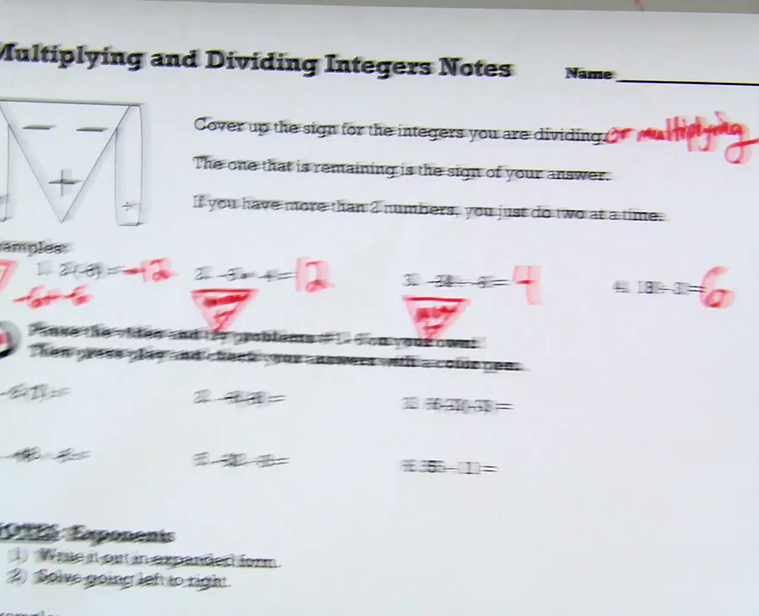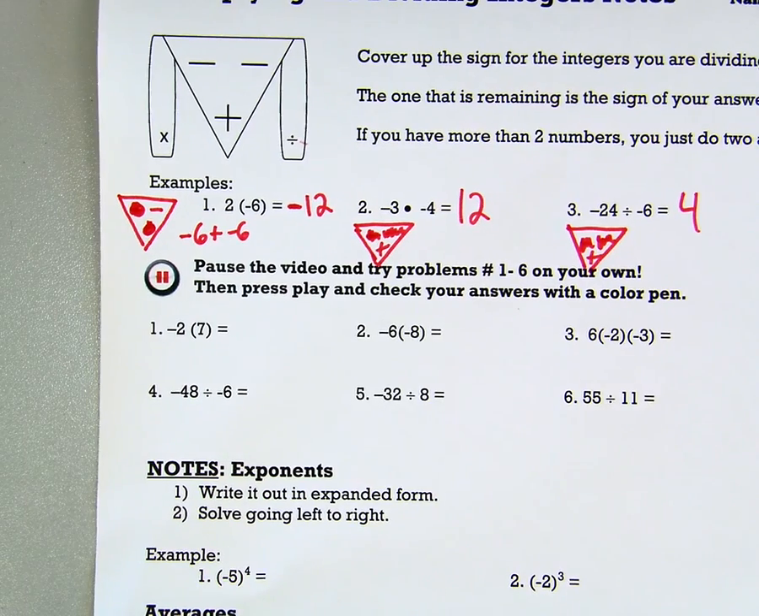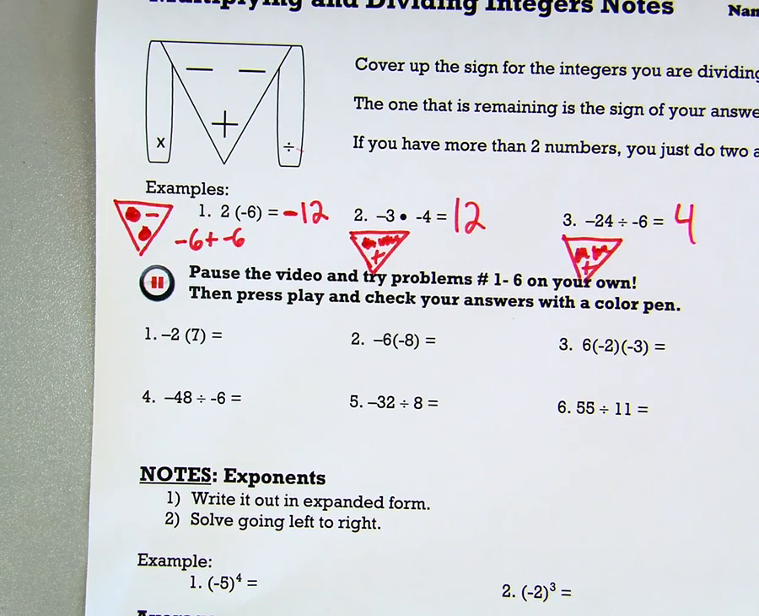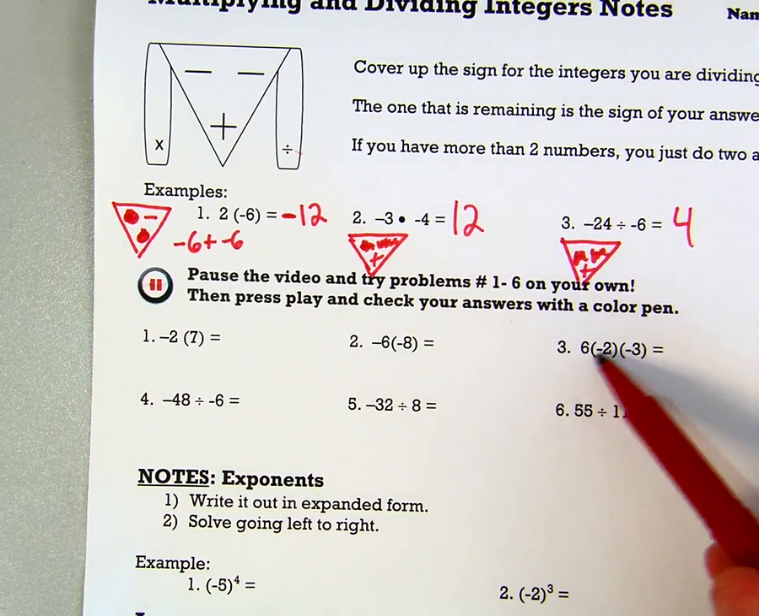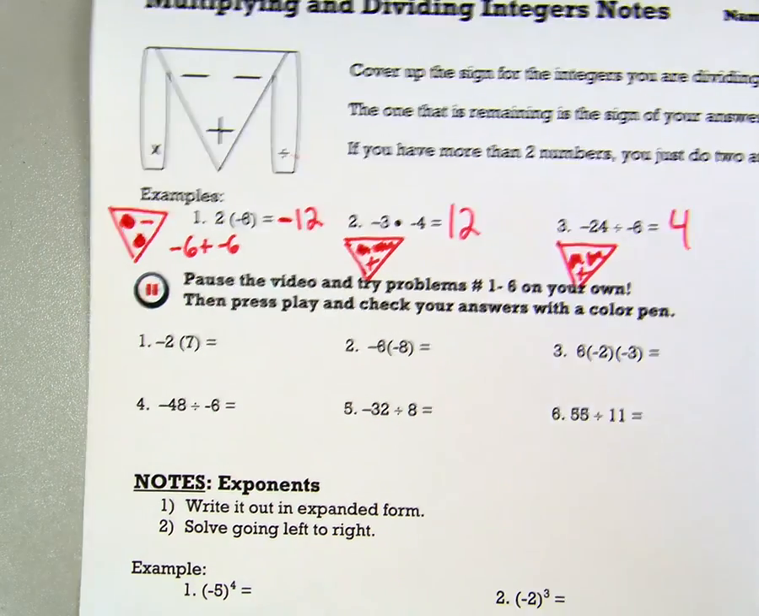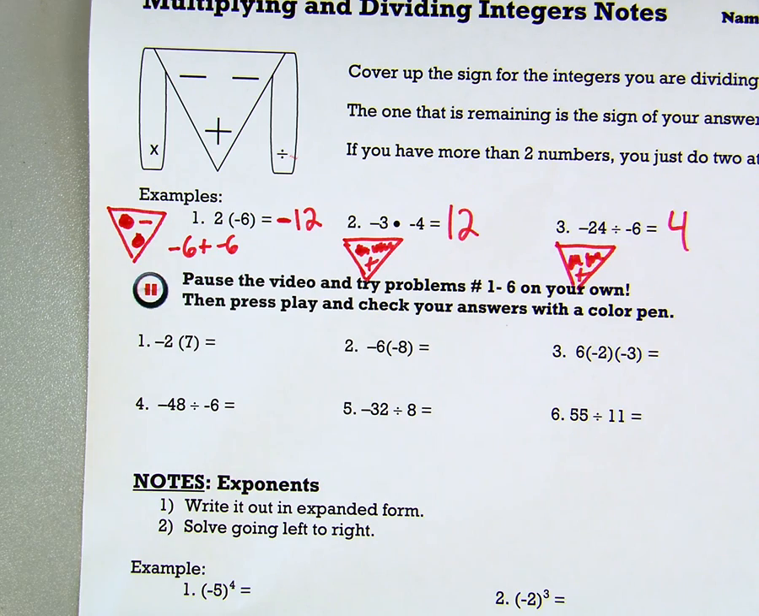Alright, what I'd like you to do now is pause your video. I want you to try these 6 problems. Notice number 3, how you actually have to do 6 times negative 2 first. Then you use the answer of that to multiply it by negative 3. So you should have 2 triangles there.